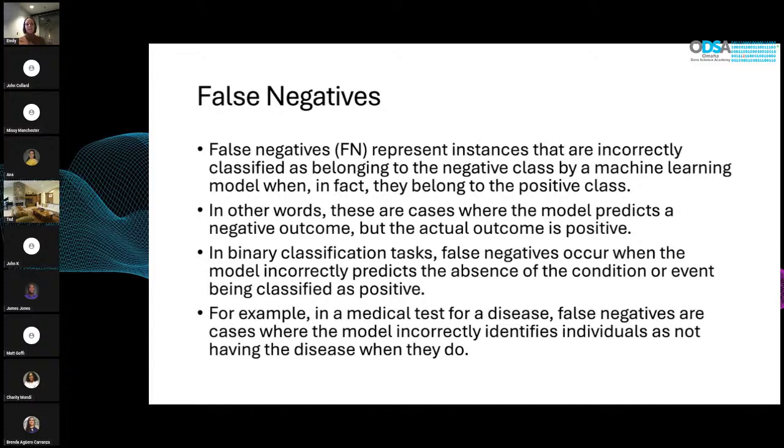So it was a false negative. We predicted a negative outcome, but the actual outcome was positive. And the example I put in here is a medical test for a disease, so breast cancer or any test that you're running. The model incorrectly identifies that the individual does not have the disease, when in fact they do have the disease. That is a false negative.